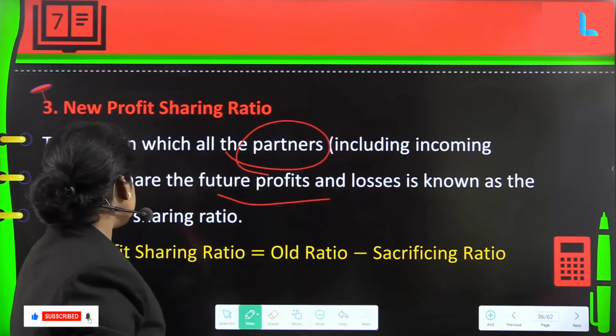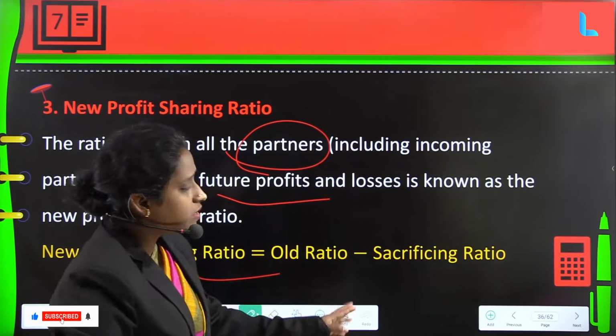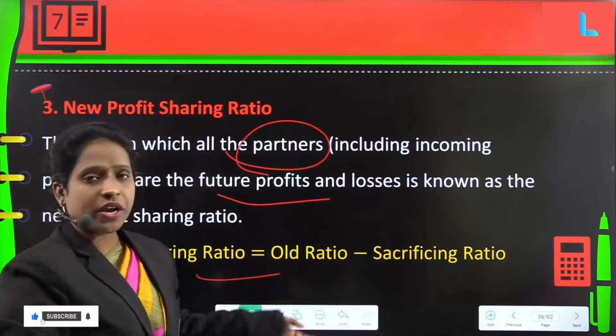So how do you find this out? New profit sharing ratio is equal to old ratio minus sacrificing ratio. With this we will be able to identify the new profit sharing ratio.